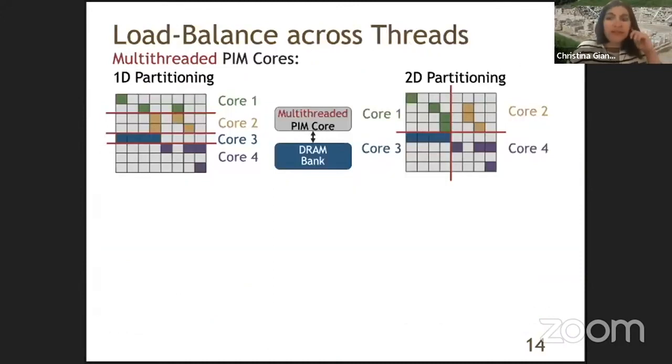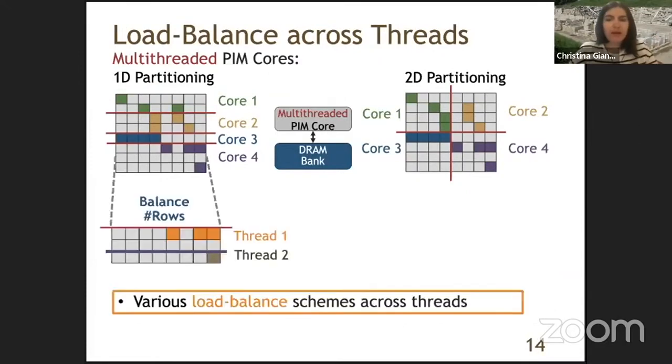Moreover, since real PIM architectures can support multi-threaded PIM cores, in both the 1D and the 2D partitioning techniques, we support various load balancing schemes among threads of a single multi-threaded PIM core. In this example, in the left sub-figure, we can see that for each PIM core, we create a smaller sparse matrix, and then we can load balance the number of rows across the threads of the multi-threaded PIM core.